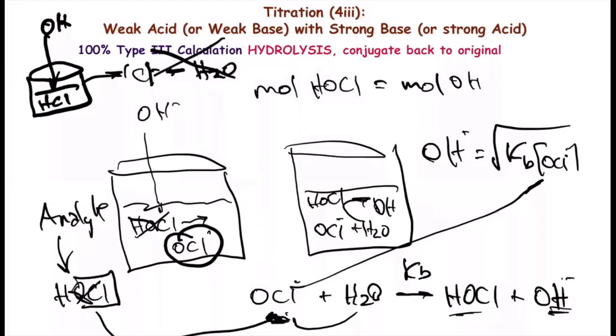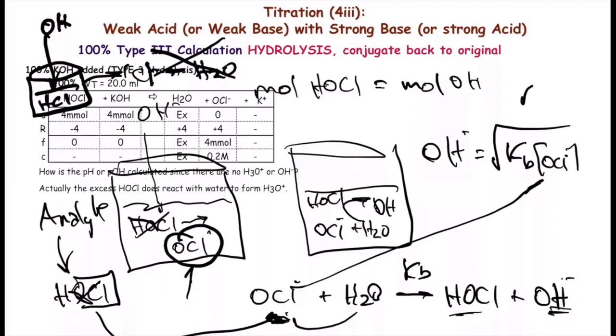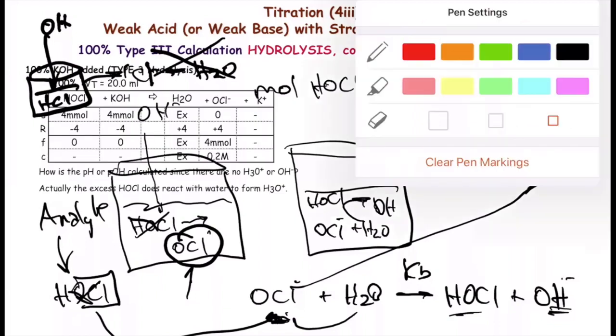A strong acid will never react with water to give you its conjugate because by definition, the strong wants to stay separated. Unlike the weak, which will go back to its conjugate and give you hydronium or hydroxide depending on what weak species you have. So this is the chemistry, and I hope you guys can see what's going on here. So let me go ahead and clear this.